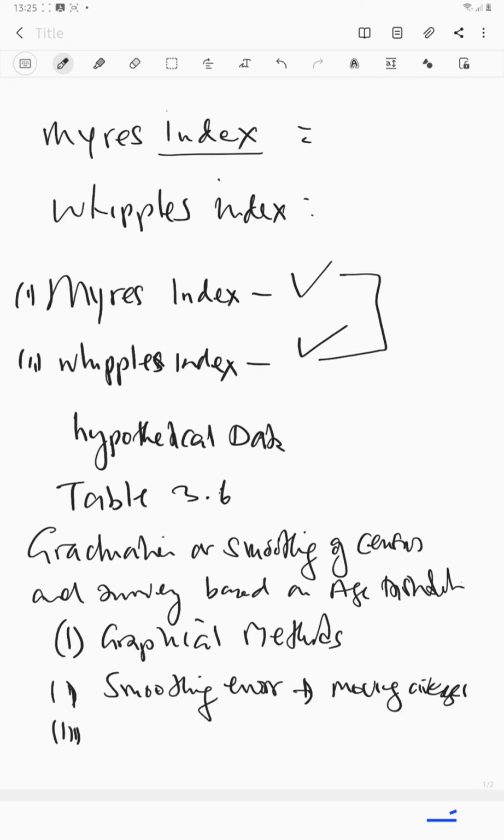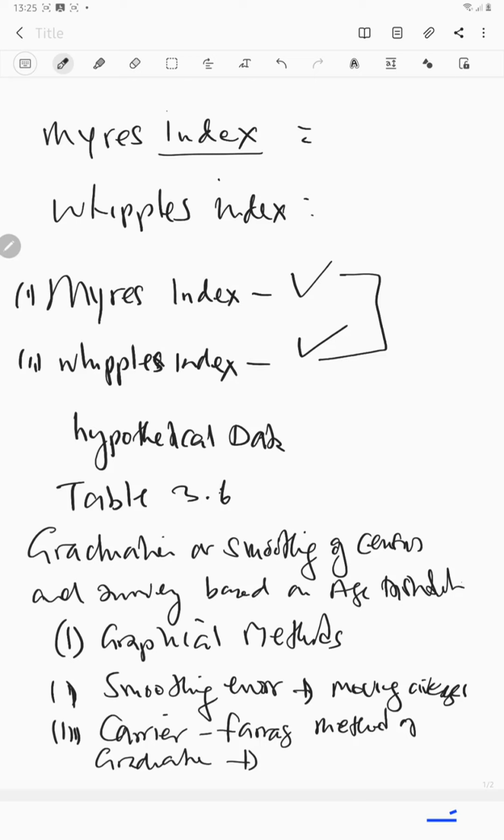And lastly, there is a simple method, which is called the Carrier-Farrag method of graduation. Now, with this Carrier-Farrag method, you did mathematics for economics last semester. It is based on the mathematics known as difference equations.